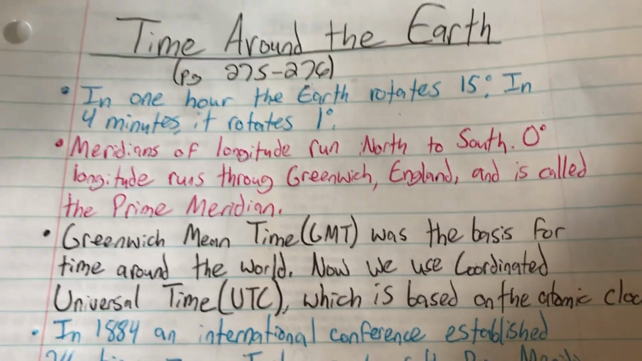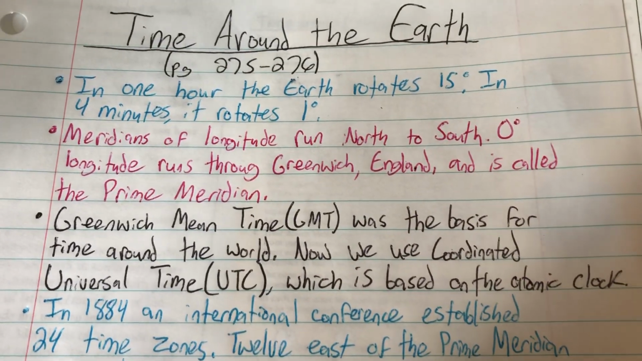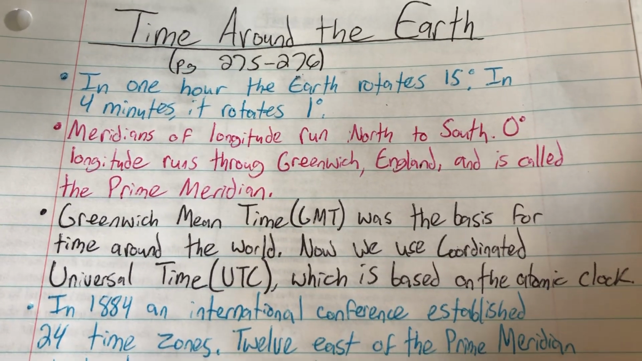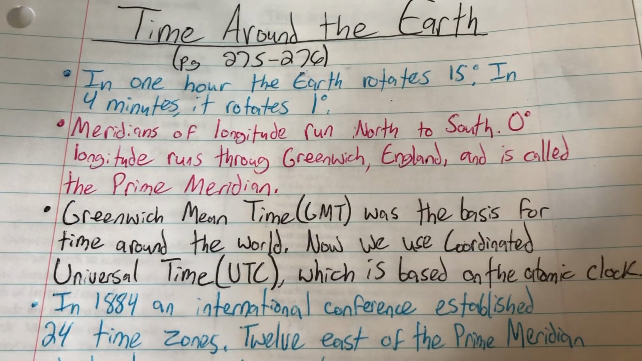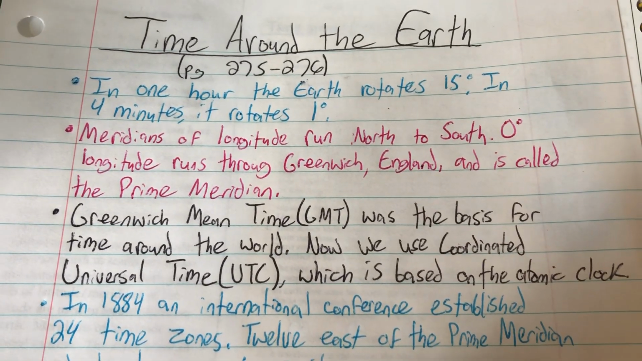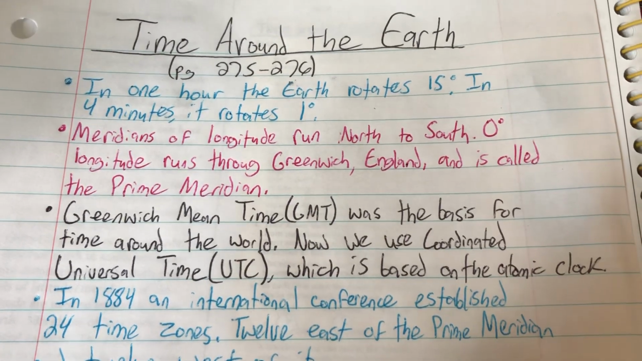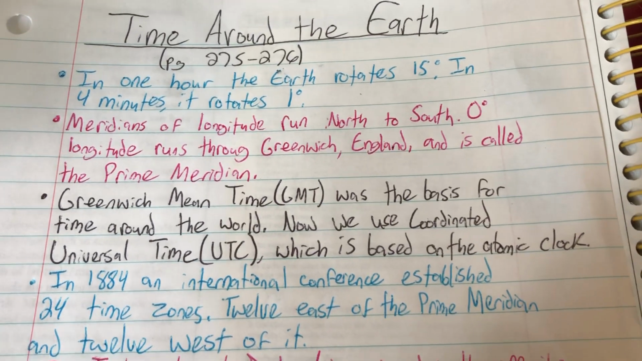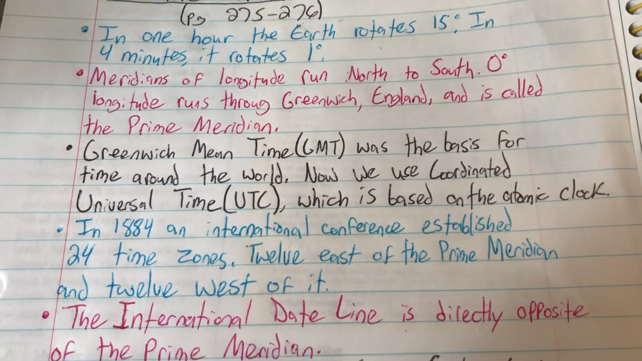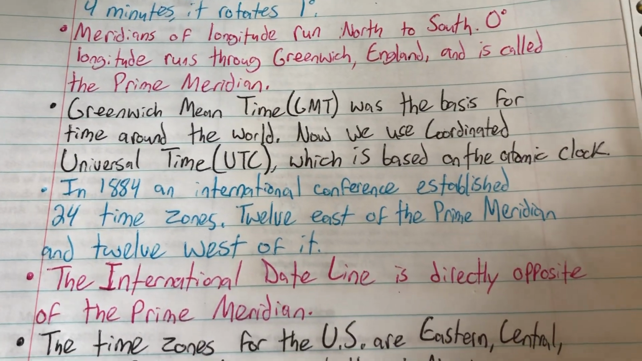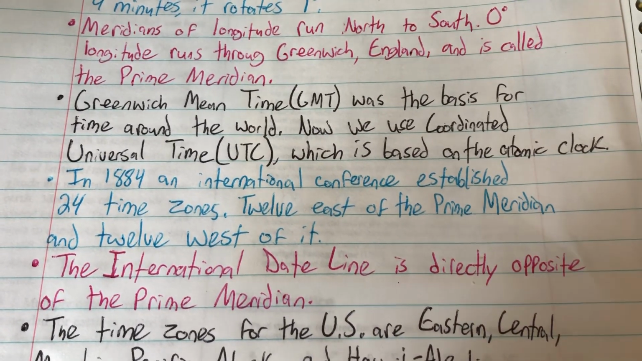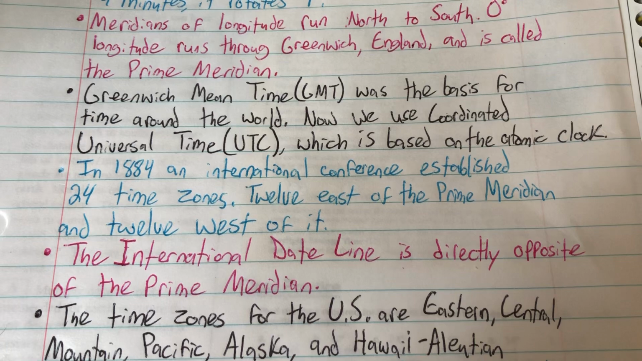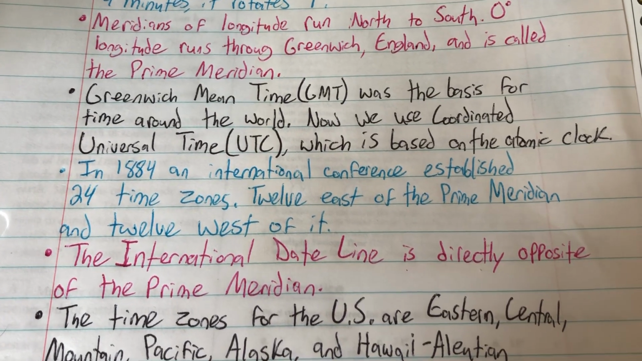Meridians of longitude run north to south. 0 degrees longitude runs through Greenwich, England, and is called the prime meridian. Greenwich Mean Time was the basis for time around the world until the 1970s. Now we typically use Coordinated Universal Time, abbreviated as UTC, which is based on the atomic clock because it's more accurate. In 1884, an international conference established 24 time zones. 12 are east of the prime meridian and 12 are west of it. The international dateline is directly opposite of the prime meridian, and that's what separates the east time zones from the west ones.